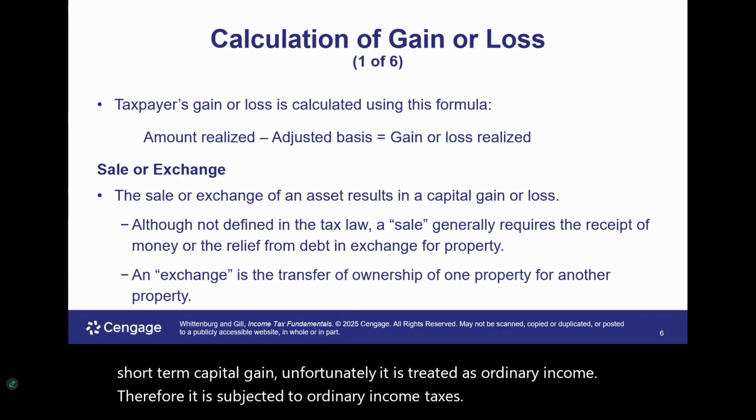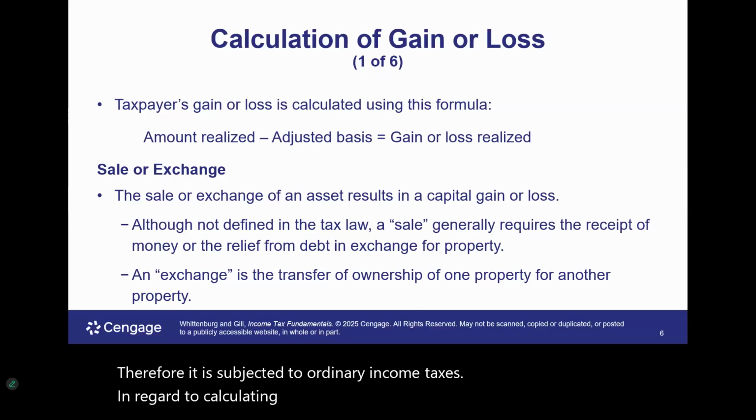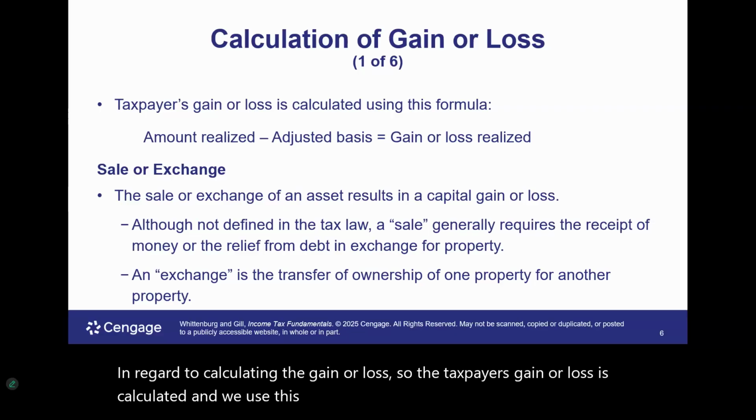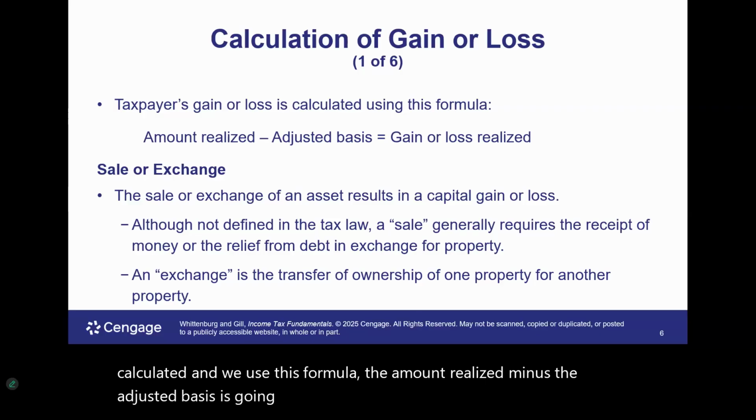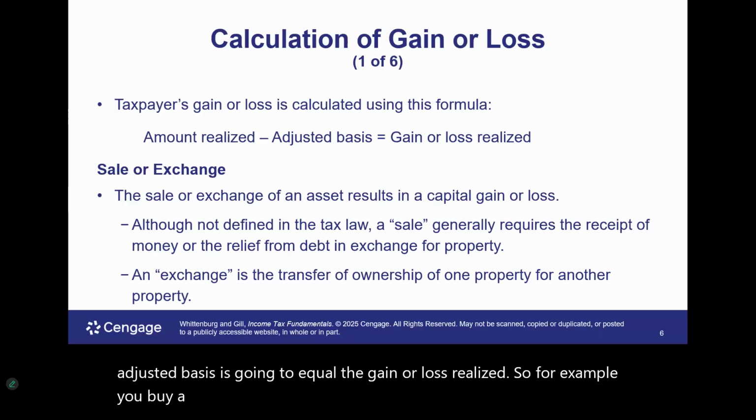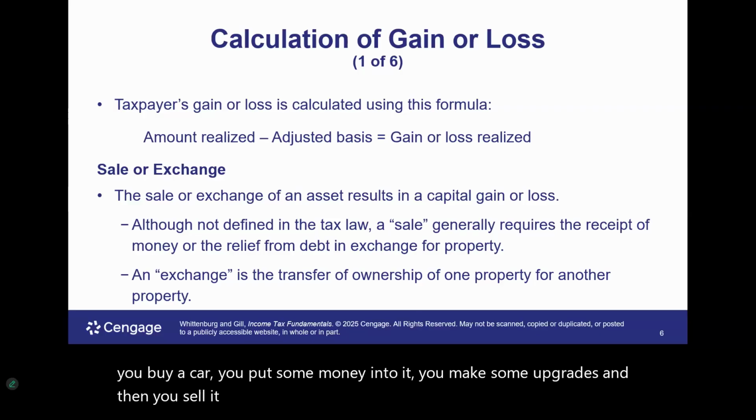In regard to calculating the gain or loss, the taxpayer's gain or loss is calculated using this formula: the amount realized minus the adjusted basis equals the gain or loss realized. So for example, you buy a car, you put some money into it, you make some upgrades, and then you sell it. This is one of the important things.